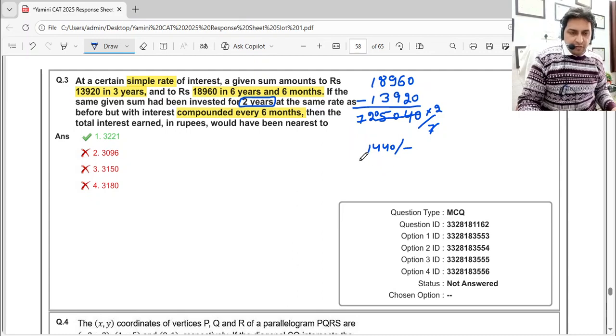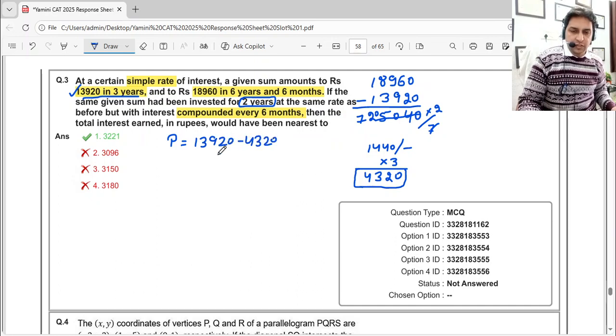Now when we know that for 3 years they have earned interest at simple interest, multiplied by 3, we get 4,320. Now if I subtract this amount from 13,920, I'll get my principal. So my principal will be 13,920 minus 4,320, which will be 9,600. So my principal comes out to be 9,600.